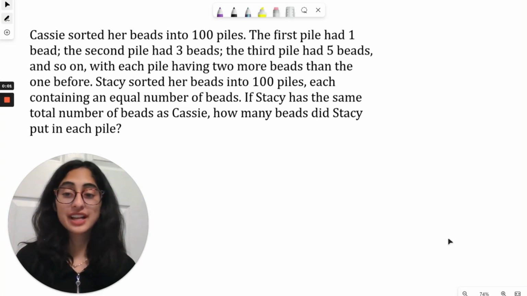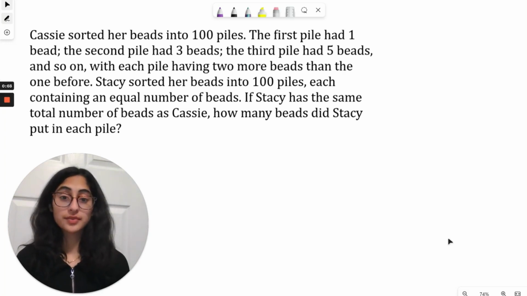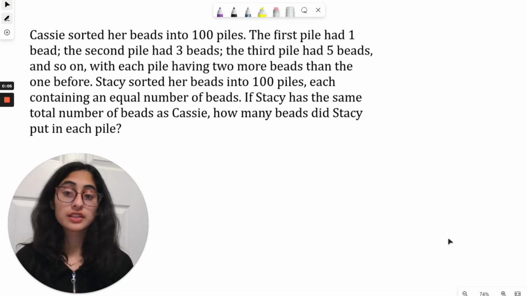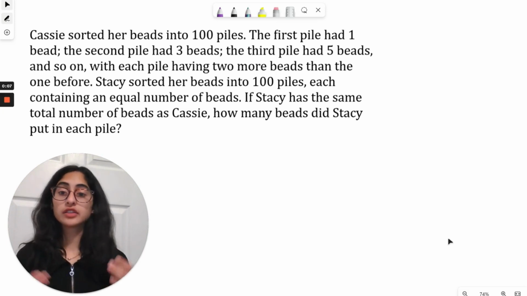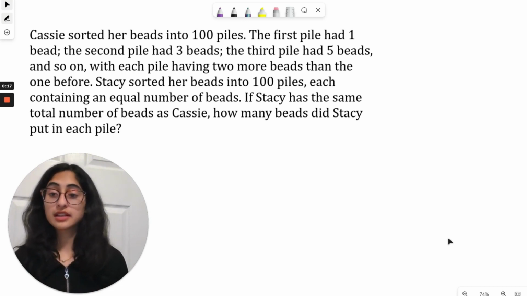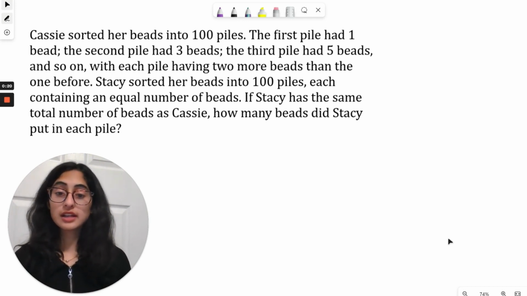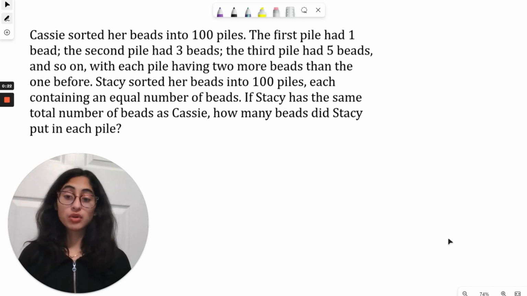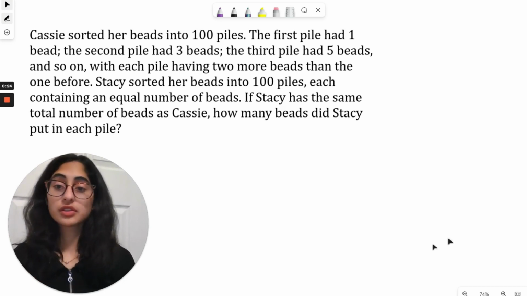Alright, so this question says Cassie sorted her beads into 100 piles. The first pile had 1 bead, the second pile had 3, the third had 5, and so on, each pile having 2 more beads than the one before. So Stacy sorted her beads into 100 piles, and then all those piles had the same number of beads. So if Stacy has the same number of beads that Cassie has, how many beads did Stacy put in each pile? So that's what this question is asking.